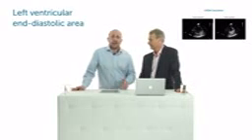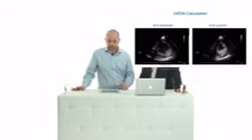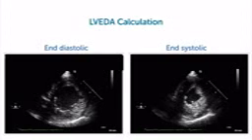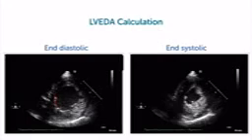Bruno, is there another parameter we can look at for fluid responsiveness? Yes, Thomas. I would like to show you the left ventricular end diastolic area. As you know, we have two different times, the end diastolic and the end systolic time. And here on the left image, we can calculate the end diastolic area very easily. How can we do it? It's easy. We have to outline the internal contour of the left ventricle in such a way.